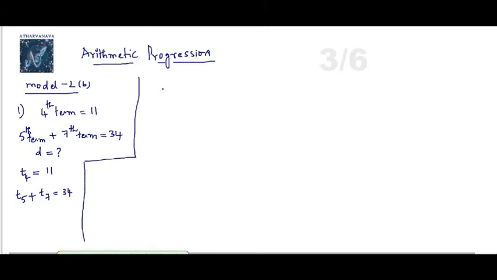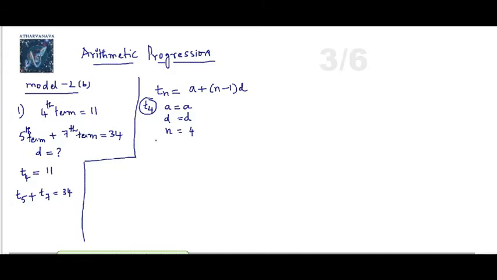Let's start. T4, what is T in formula? Always write the formula A plus n minus 1 into D, correct? So let's start writing the data. Do we have A? No, A is A. And do we have D? That is what we have to find, so we don't know that also. Now n is what? 4 for the T4 case. So A is A here, D is D only, n is 4.